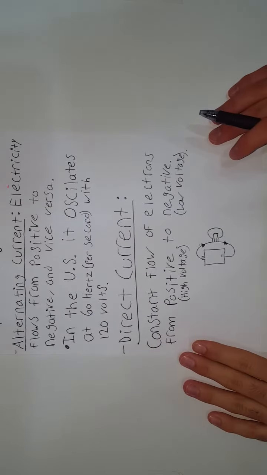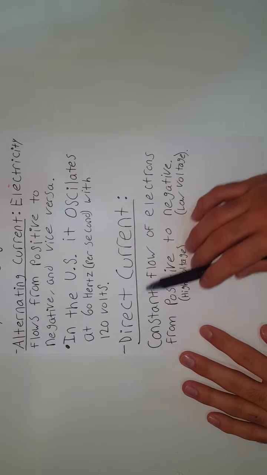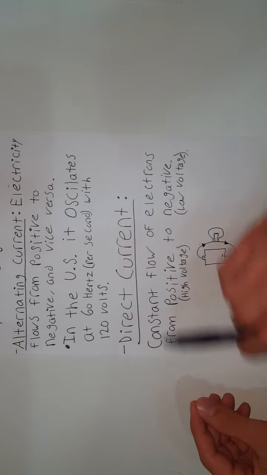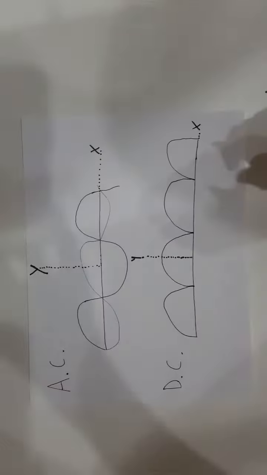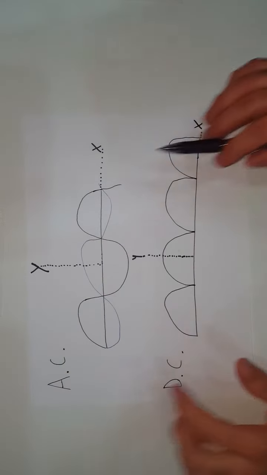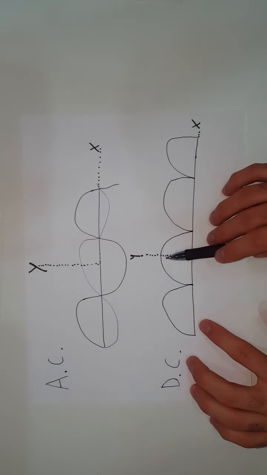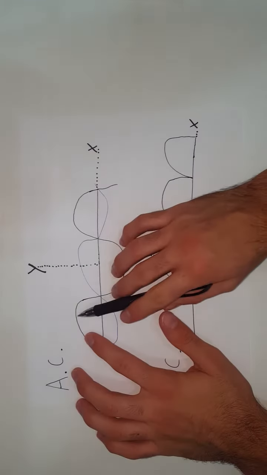Now, the difference between alternating current and direct current is the fact that in direct current, electricity is constantly flowing in the same direction. Now, this is a quick visual representation of what alternating current looks like in contrast to direct current. As you can see, direct current has the same troughs, while alternating current has alternating.